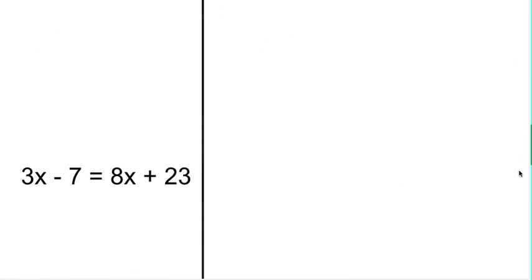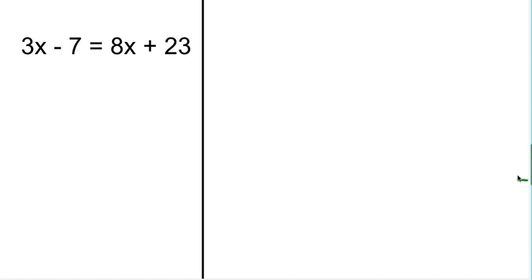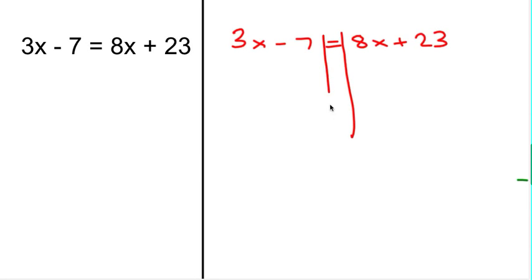That one's a little easier, so I'm going to skip down to one of these more challenging ones that has all the parts here. 3x minus 7 equals 8x plus 23. Again, draw my railroad tracks. My ultimate goal is to figure out what x is. When I have two x's, it's very difficult to solve, so I need to combine them.